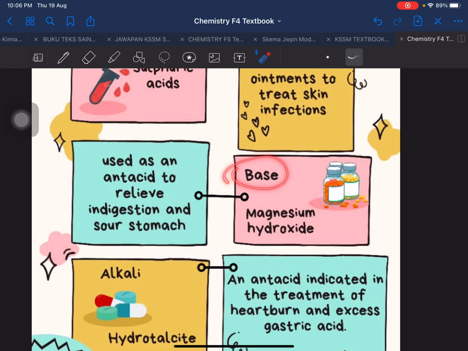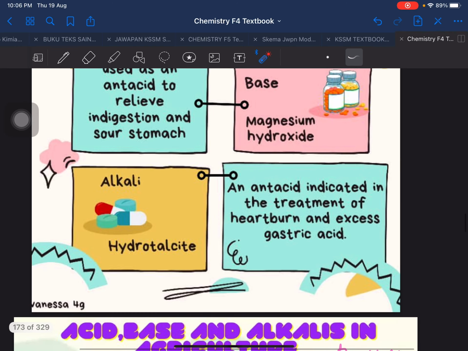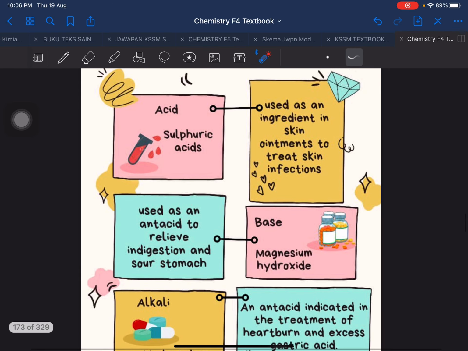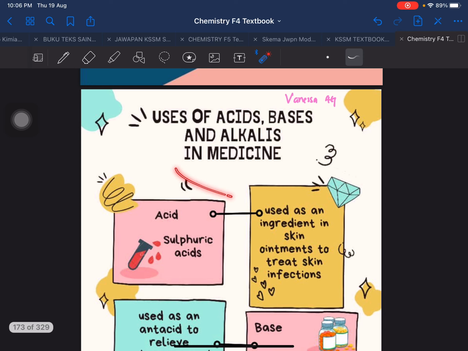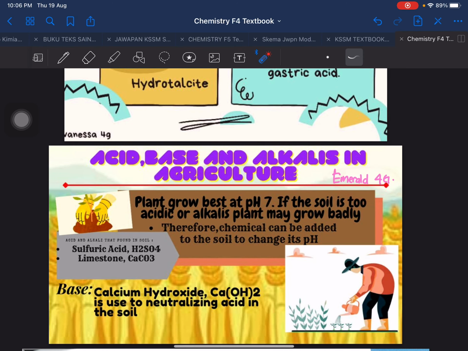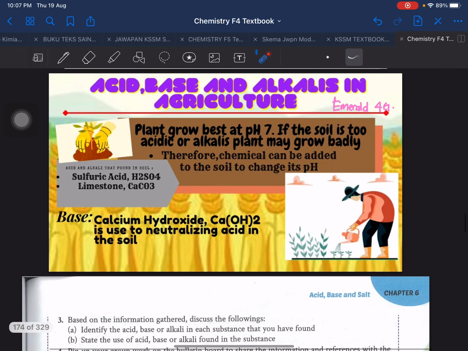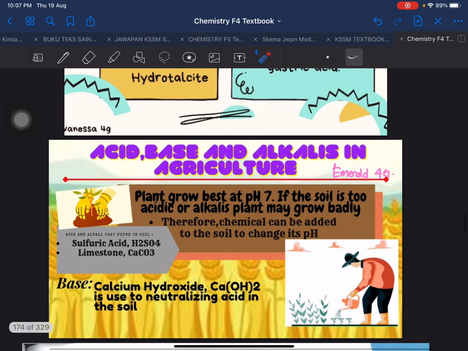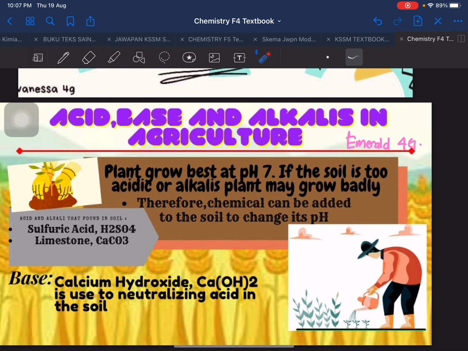So the base that is used for ubat gastrik adalah magnesium hydroxide. Yang ketiga, alkali. Hydrotalcite, an antacid indicated in the treatment of heartburn and excess gastric acid. Thank you very much, Vanessa, for sharing about acid, base, and alkali in the medicine field. And last but not least, I thank you, Emerald, because she shared about the agriculture field. So let us look at what she shared here.